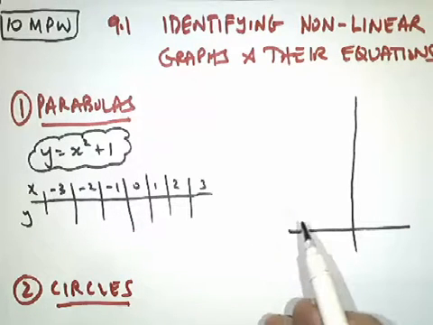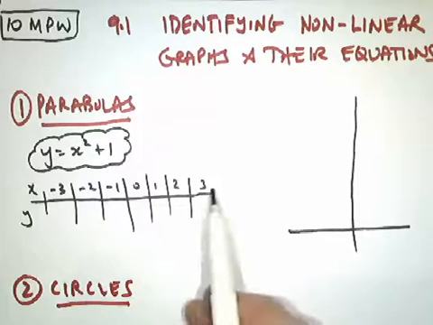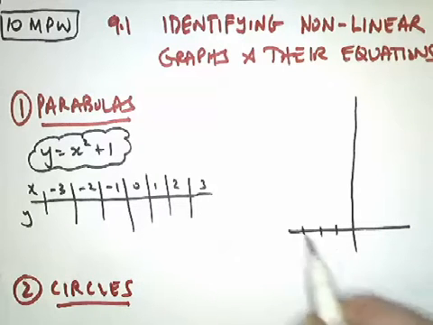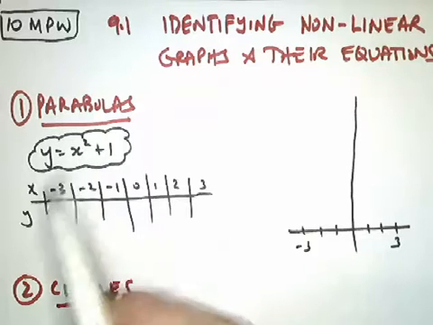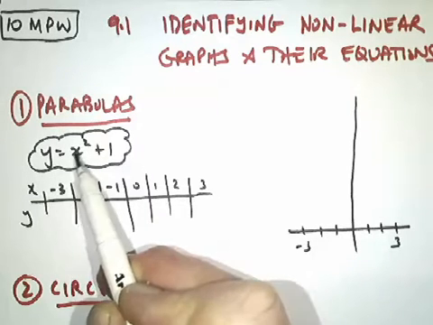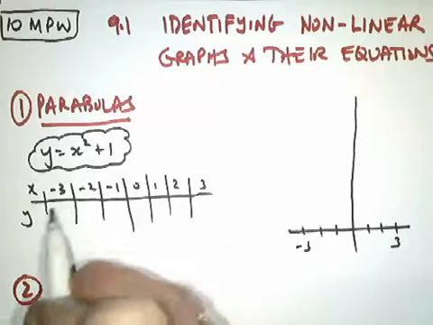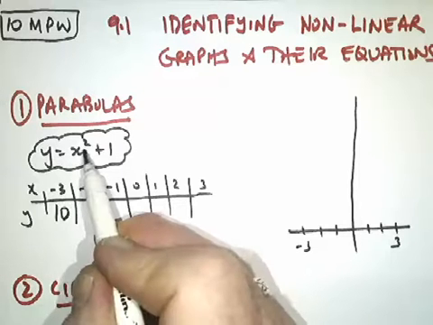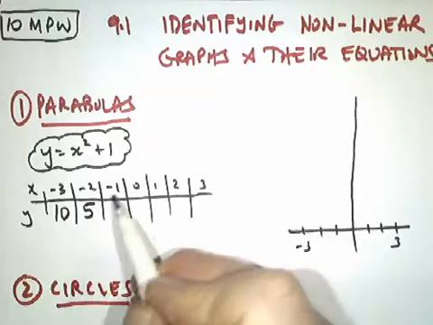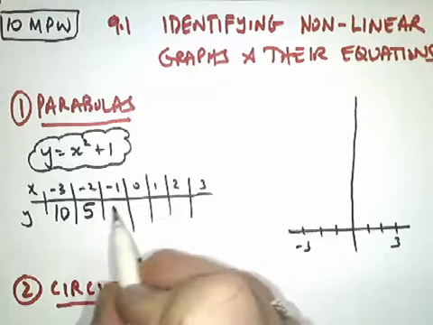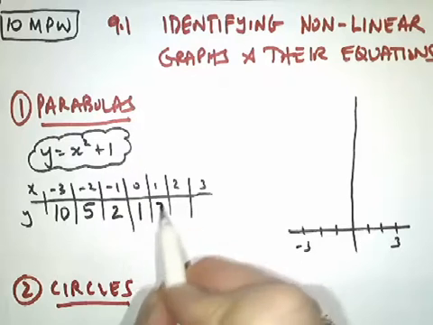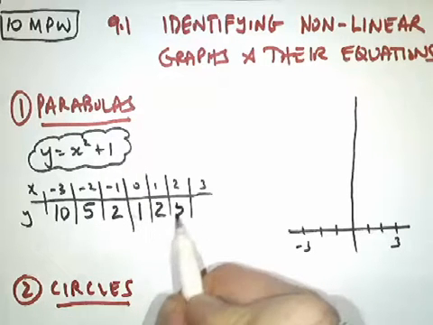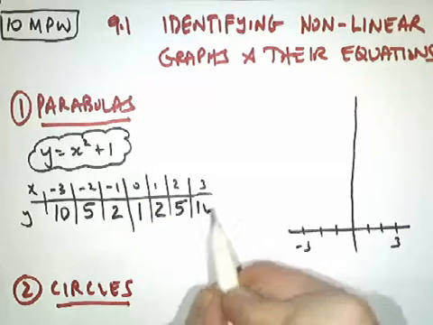If I looked at a table of values from -3 across to 3 of the x values, and I sub that into the equation, when x equals -3, squared is 9 plus 1 is 10. -2 squared is 4 plus 1 is 5. -1 squared is 1 plus 1 is 2. 0 plus 1 is 1. 1 squared plus 1 is 2. 2 squared plus 1 is 5. 3 squared plus 1 is 10.